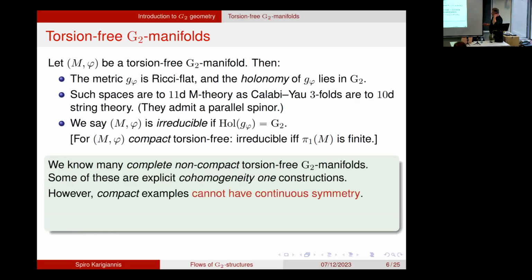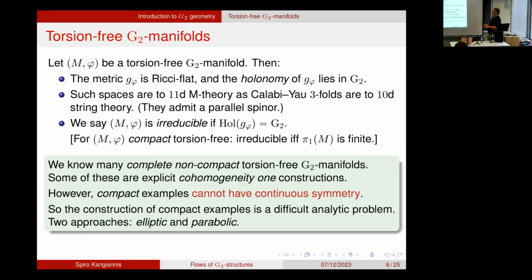But one can show that if you want irreducible and compact, they cannot have any continuous symmetry. Basically, because they're Ricci flat, if you had a non-zero Killing field, the holonomy would reduce because the Killing field would be parallel. So you have to work a lot harder to find compact, irreducible G2 manifolds. You cannot reduce it to ODEs. And there are two main approaches: the elliptic approach and the parabolic approach.